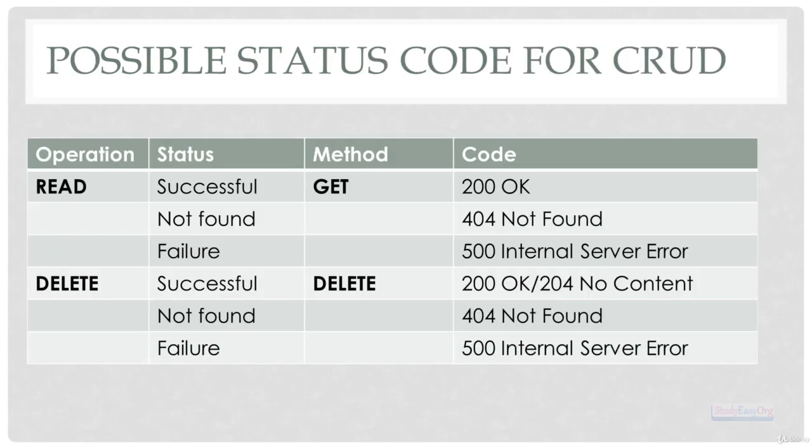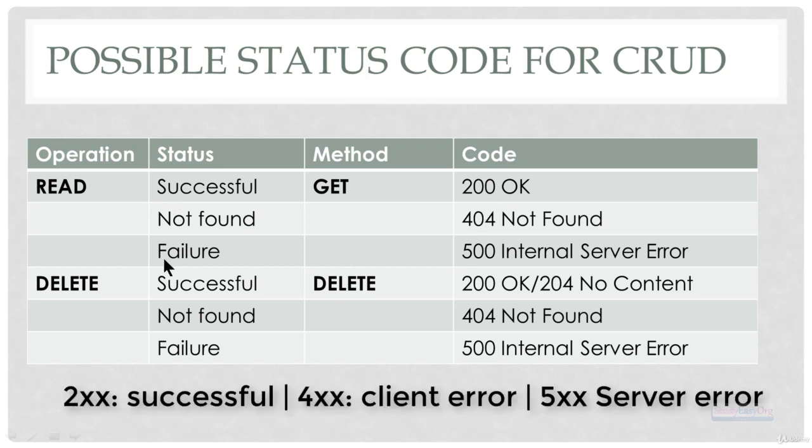Now moving forward, let us quickly understand what the possible status codes are when we perform CRUD operations. For example, for the read operation the possible outcomes are success, not found and failure. If the operation is successful, then the code could be 200 OK. If the URI is not found, then we can return the 404 Not Found status code. And if there is a failure, then we can return the generic server error code, which is 500 Internal Server Error.